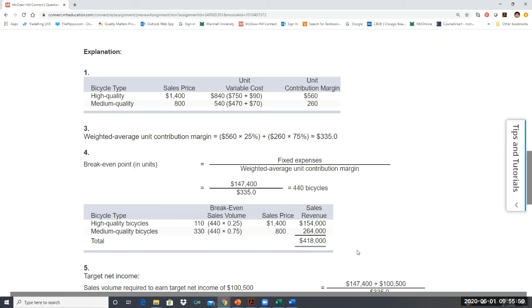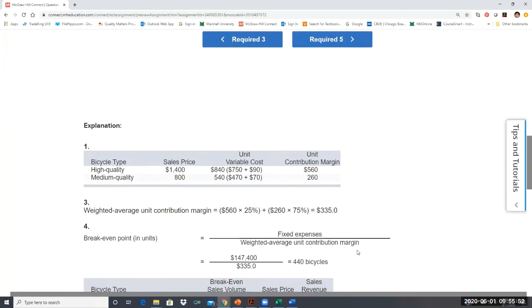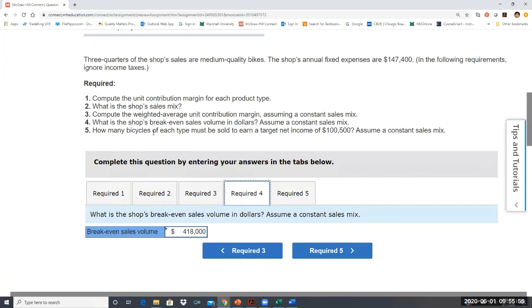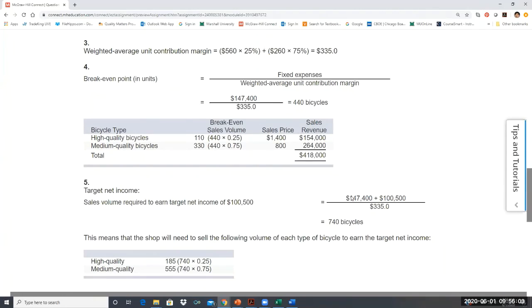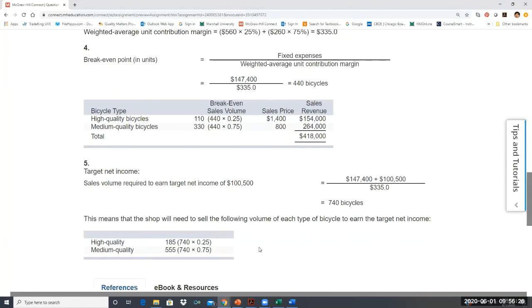Okay. So now the next step still remains the same. How many bicycles of each type must be sold to earn a target profit of 100,500? We already know the formula: fixed cost plus your targeted income, divided by the contribution margin. Instead of the contribution margin, we have the weighted contribution margin of 335. So the number of bikes is 740, out of which 25% will be high quality and 75% will be medium quality, which will give you 185 and 555.